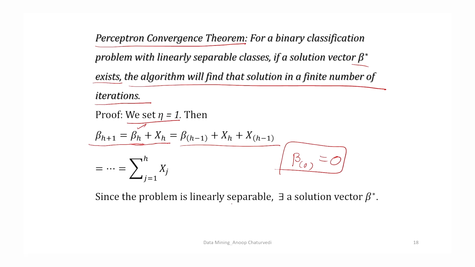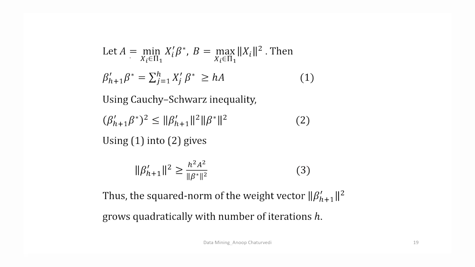Now, since the problem is linearly separable, there exists a solution vector beta star. Now, suppose capital A is the minimum over x_i belonging to pi 1 of x_i transpose beta star, and B is equal to the maximum over x_i belonging to pi 1 of norm of x_i square.